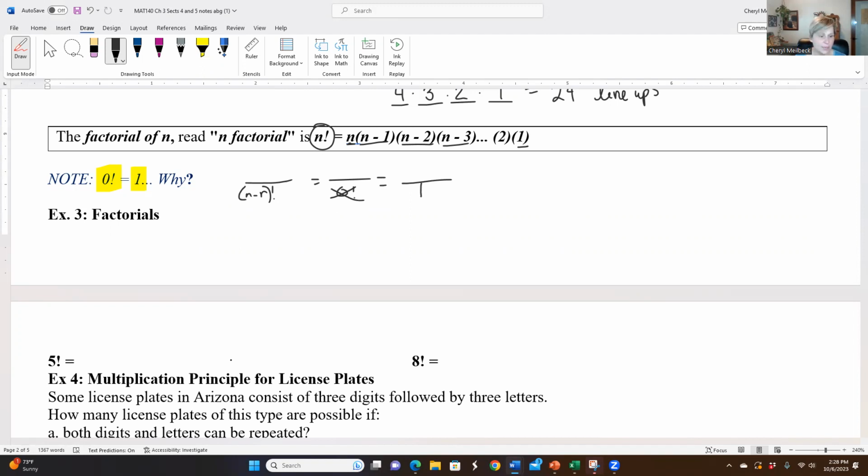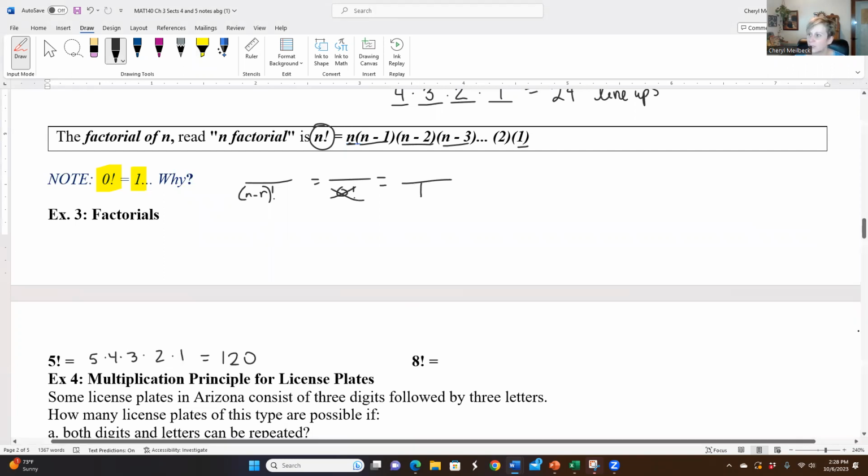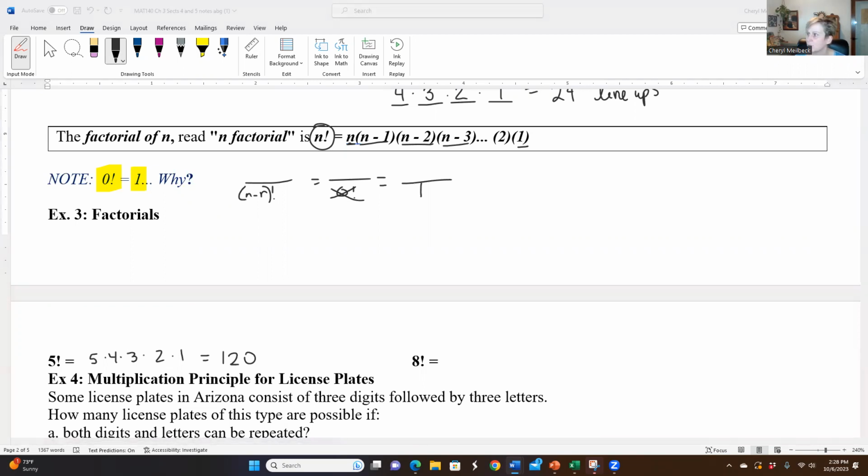All right, let's look at these examples here where we want to find 5 factorial. 5 factorial, according to our definition, of course, would mean 5 times 4 times 3 times 2 times 1, or 120. And 8 factorial. Well, let's see how to do factorials on Desmos and on our calculators, because this can get pretty long. Let's pull up Desmos.